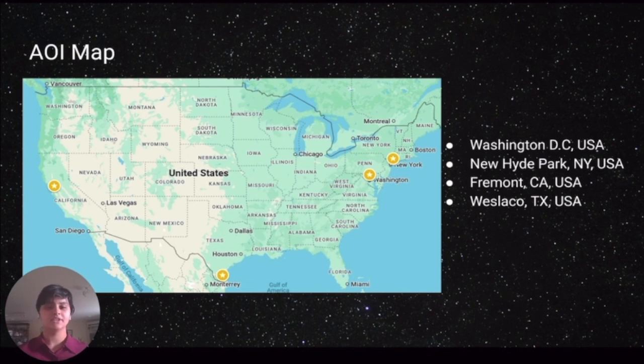A great thing about this internship is that despite the fact that we are from all different parts of the country, we're all able to work together and share data to do this study. Sam studied the Washington, D.C. area. I studied New Hyde Park, New York. Neev studied Fremont, California. And Jordan studied Weslaco, Texas.